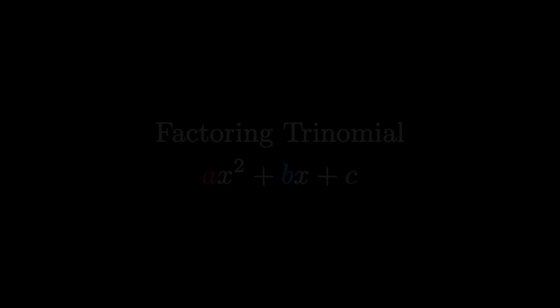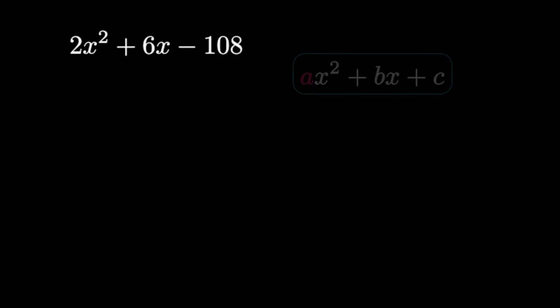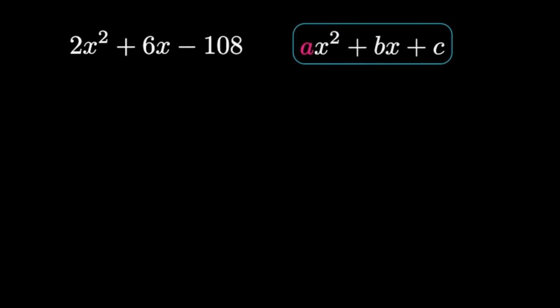Okay, so we're factoring trinomials. Let's get started. Okay, so we're looking at 2x squared minus 6x minus 108. All right, so we're going to look at the thing in front of the x squared, the 2. It's not a 1, but we don't panic, right?